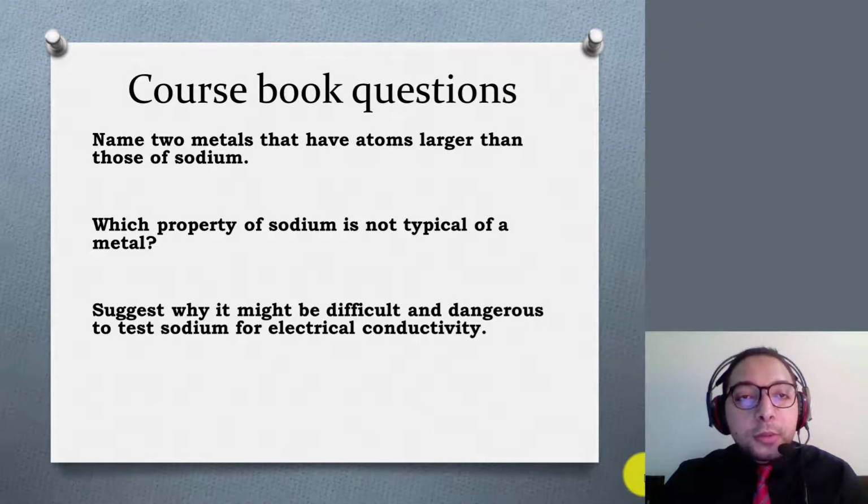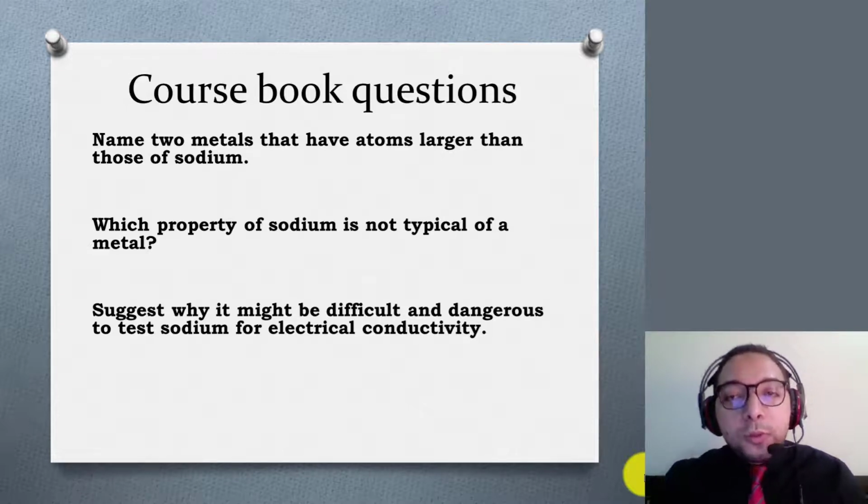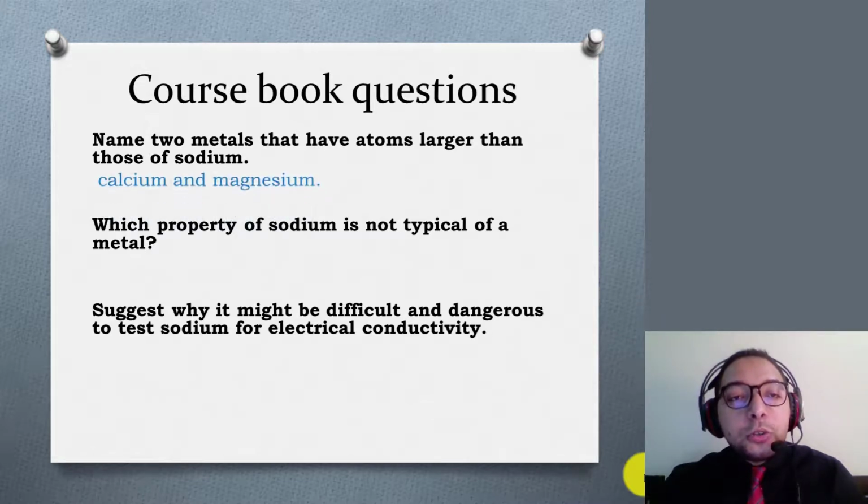Guys, time is over. Let's double check the answers together. The first question: name two metals that have atoms larger than those of sodium. So if you want really to figure out the answers, we need to go down the periodic table. Whatever element is found underneath the sodium is going to have a larger atom than the sodium. If you move from left to right, you're also going to find some atoms that are larger than the sodium. So we're going to choose as an example calcium and magnesium.